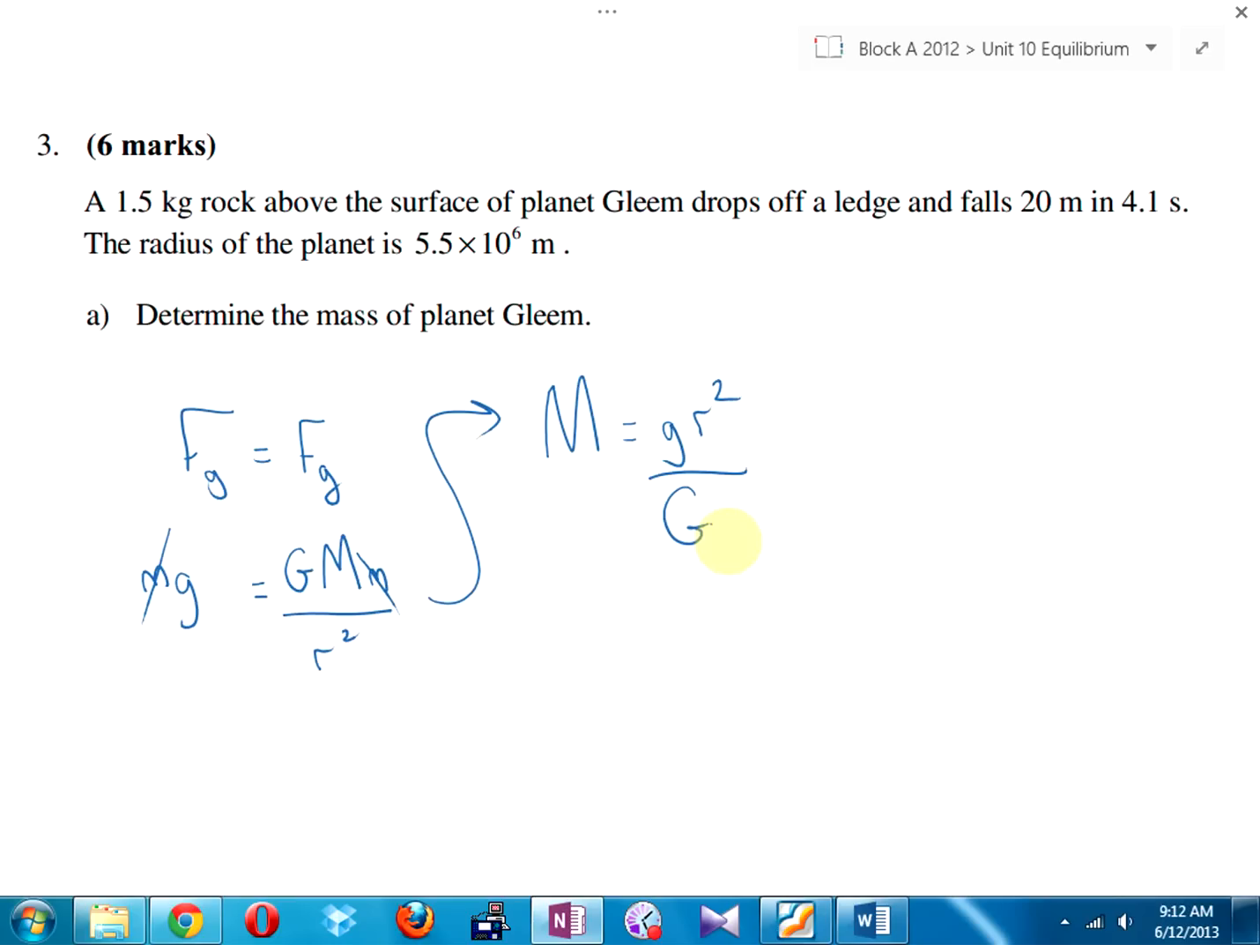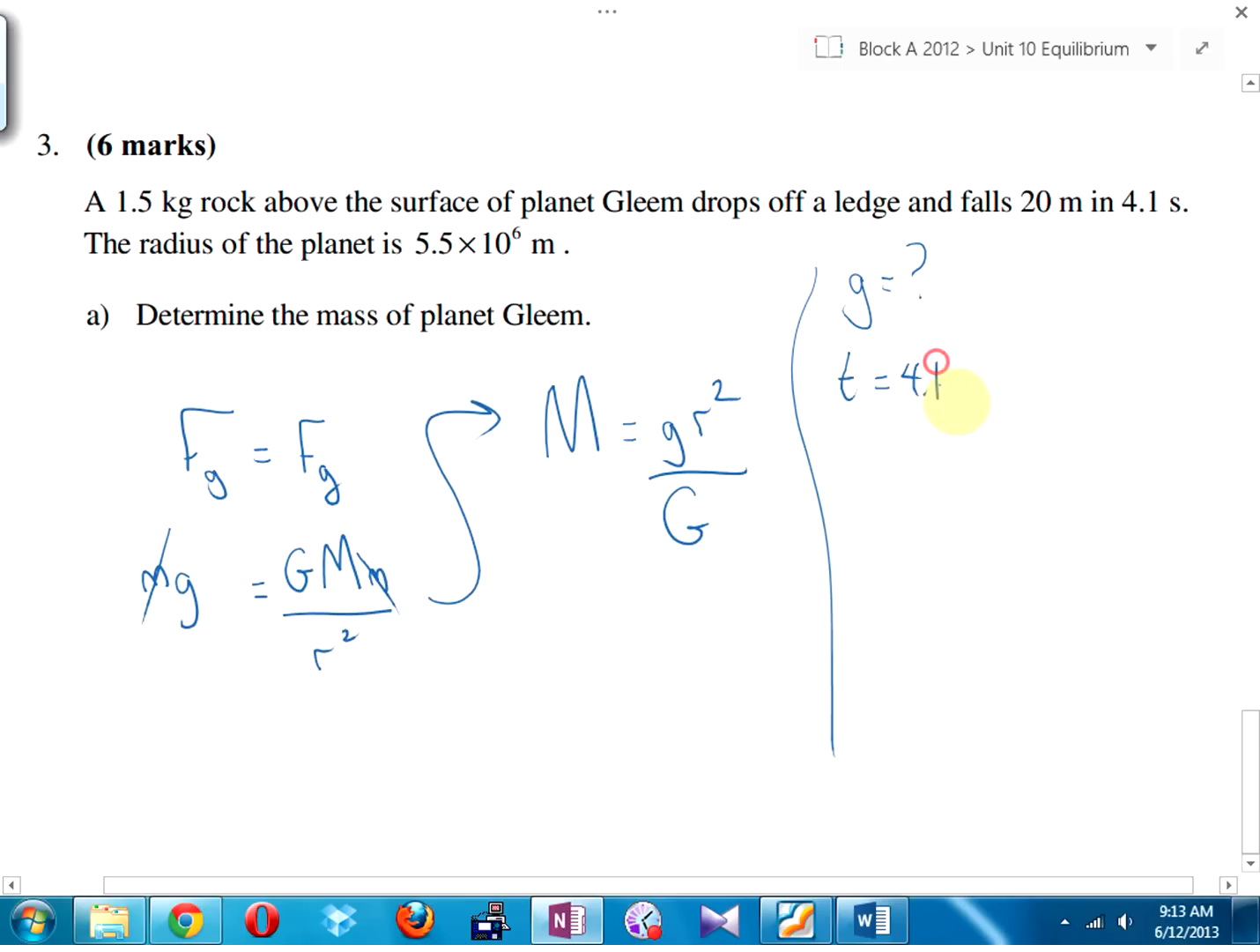Well, what haven't I used yet? We can find... What else do I know? It's a vertical displacement, yes? It's not 20. Why negative 20? You ended up below where you started from? What else do I know? If we drop something, you know something. If you had me for physics last year, I drummed this in.